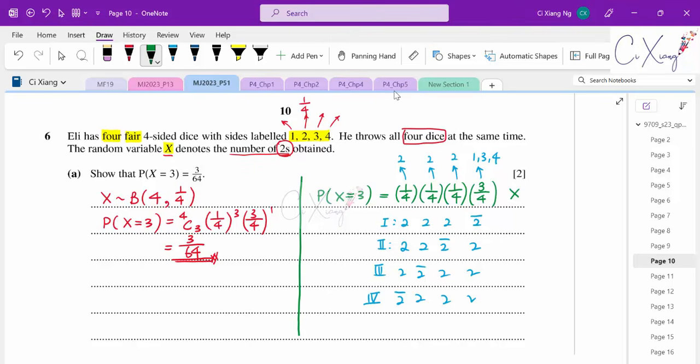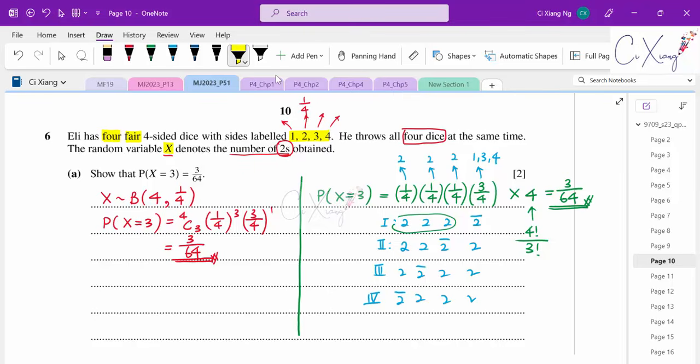Therefore, I can write it out as times 4. Okay, or maybe some students are saying that, oh, I'm having 4 items here. So what they do is they make it 4 factorial, then divided by the 3 identical 2s, so divided by 3 factorial. So 4 factorial divided by 3 factorial is also 4. Alright, so you can do it in this way, and of course your probability is equal to 3 over 64 as well.